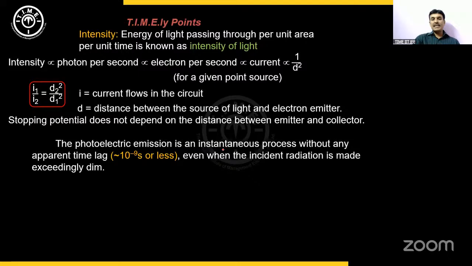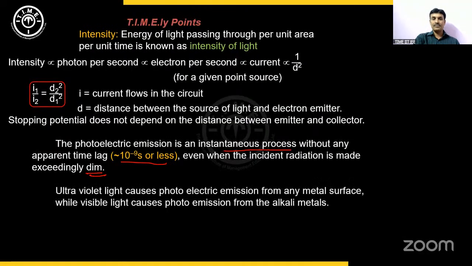Photoelectric emission is an instantaneous process without any apparent lag. The time lag is almost 10 power minus 9 seconds or even less than that, even when the incident radiation is made extremely dim. Dim indicates low intensity, less number of photons. But the photon energy may be sufficient enough to release the electron from the metal surface.